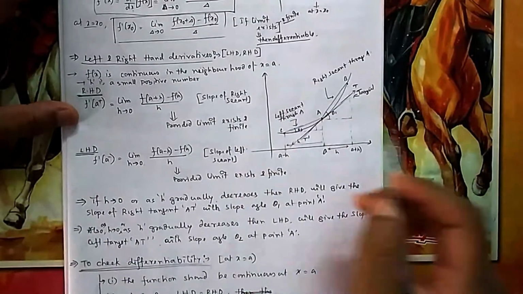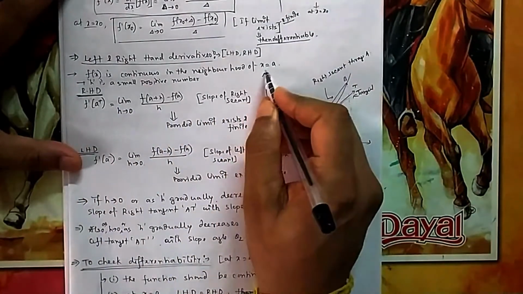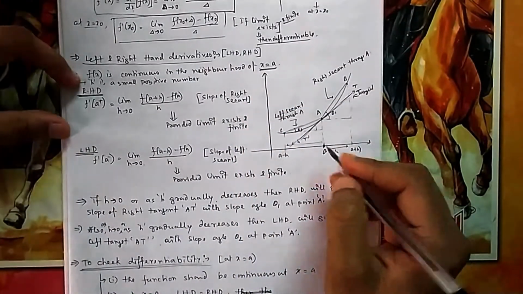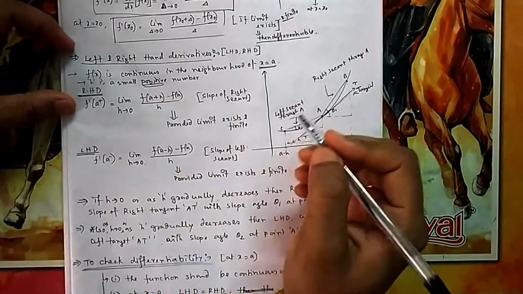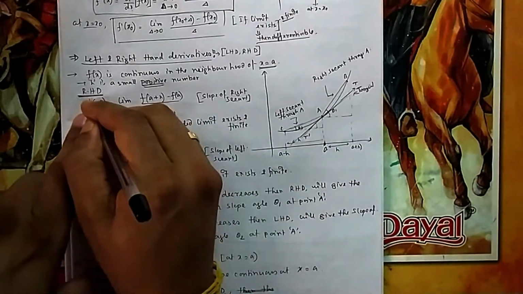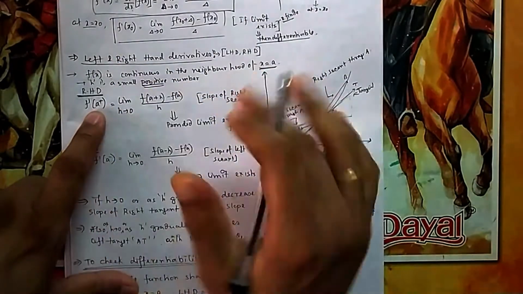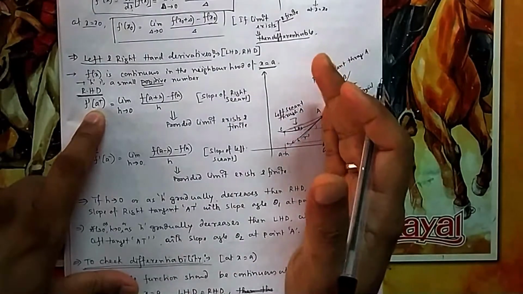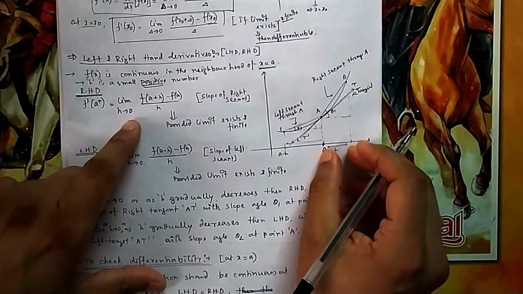If you define LHD and RHD, before that you will have to take f(x) as continuous in the neighborhood of x equal to a. Suppose the point I am considering is x equal to a, this is the point, and h is a very small positive number. You have to be careful, it is positive. So what is RHD? RHD is f dash a plus. Normally we write f dash a, f dash x0, but if I write f dash a plus, that means I am looking at the right side of a. So I am moving a little bit from a to the right.